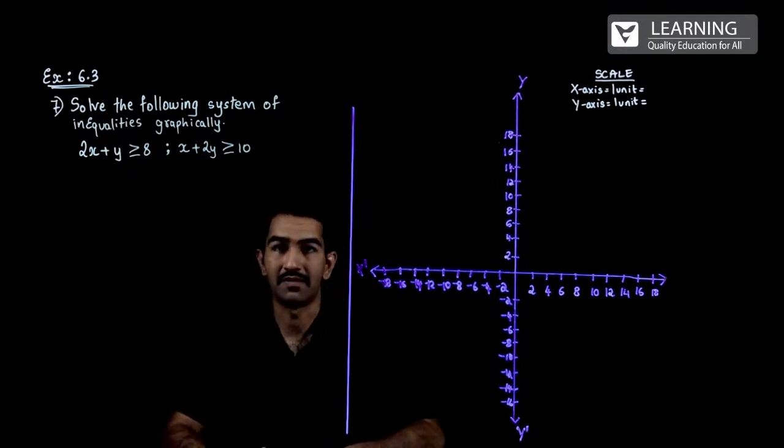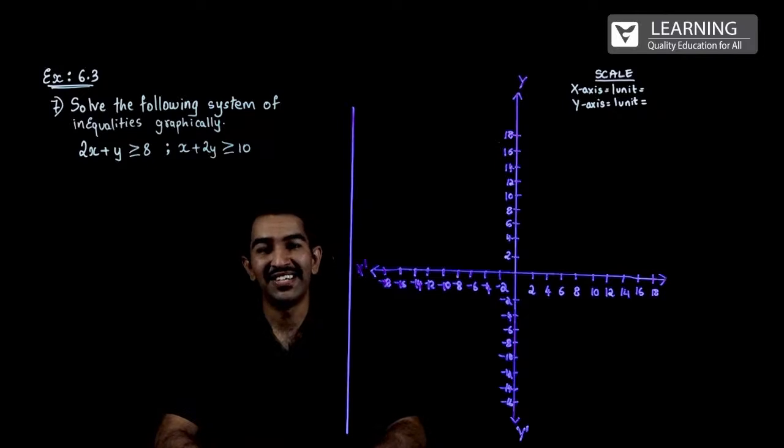All right, going to the next question. Number 7, solve the following system of inequalities graphically. There are 2 given inequalities, but we have to solve these inequalities graphically, students.